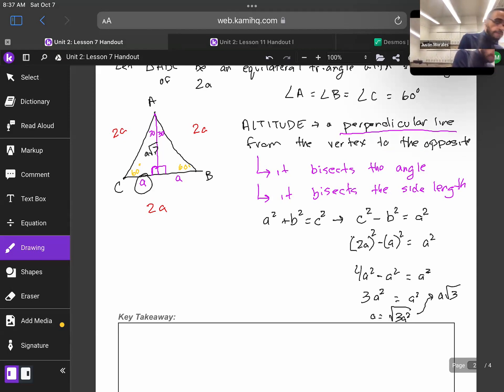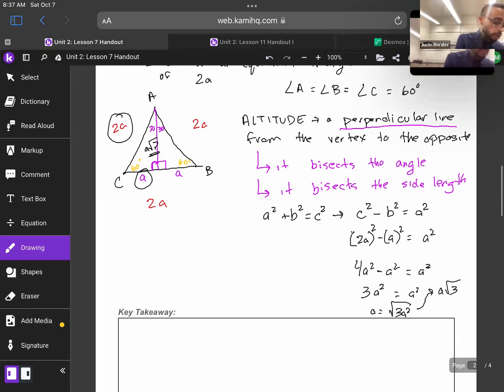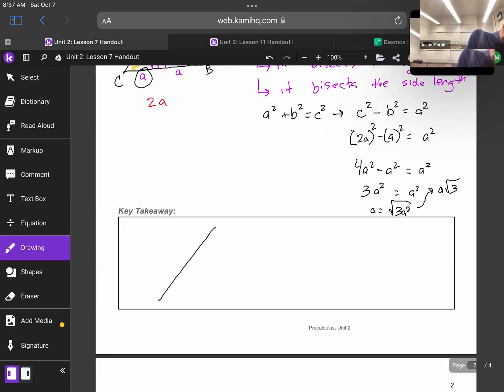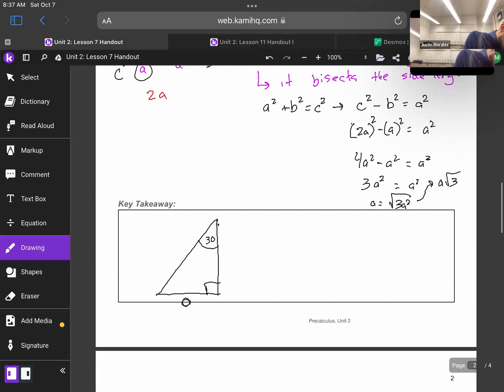We have one side length is a, we have that our hypotenuse is 2a, and then we have that the height of our triangle is a radical 3. So this is a very important takeaway. In every 30, 60, 90 triangle, because we did a general proof, that means this is true all the time. In a 30, 60, 90 triangle, the side length opposite of angle 30 is always going to be a. The hypotenuse is always going to be 2a, and the side length opposite of angle 60 is always going to be a radical 3.